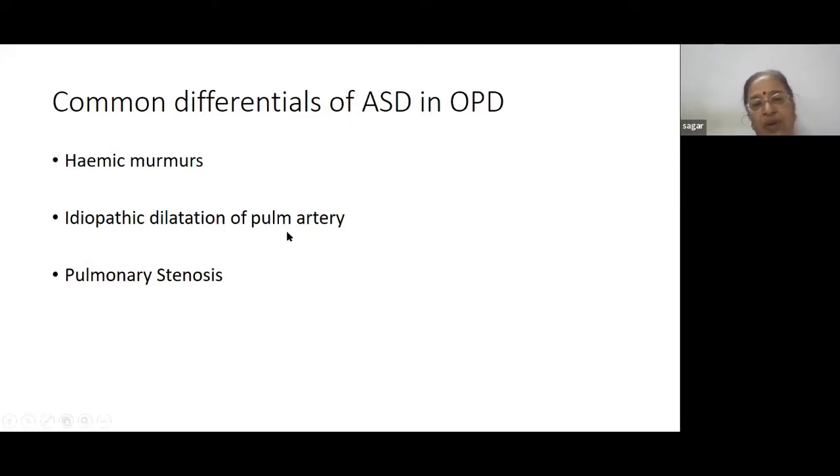Idiopathic dilatation of the pulmonary artery, where when there's a dilated pulmonary artery, you can get an ejection systolic murmur over the pulmonary area. The third condition that we have to consider is pulmonary stenosis, where there is a flow of blood through a narrowed pulmonary valve, which also gives rise to an ejection systolic murmur. The fourth one is the ASD. So if you see only an ejection systolic murmur in the pulmonary area, these are your differentials. And how do you differentiate them?